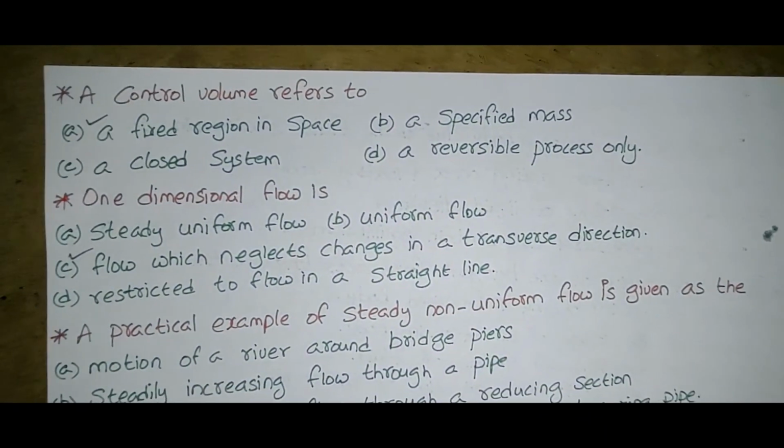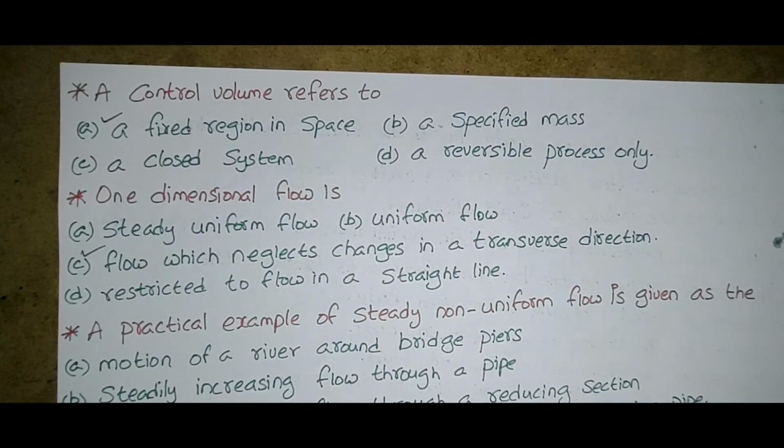Next, we'll continue. A control volume refers to a fixed region in space, a specified mass, a closed system, a reversible process. A control volume refers to a fixed region in space.